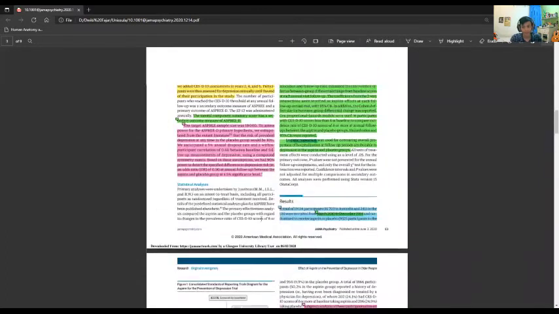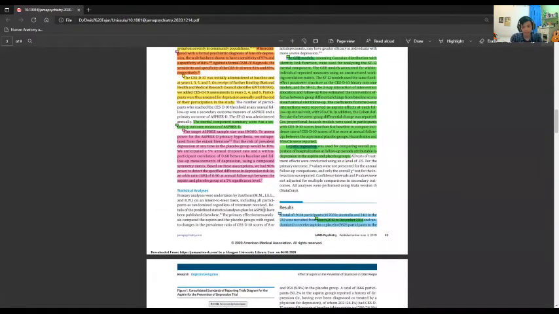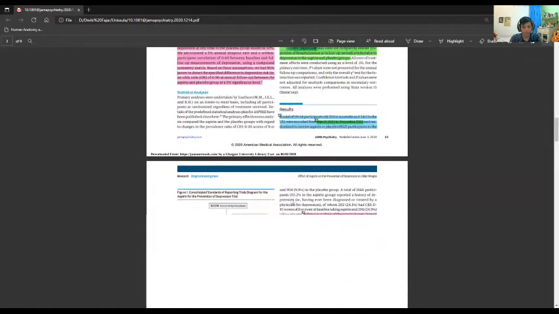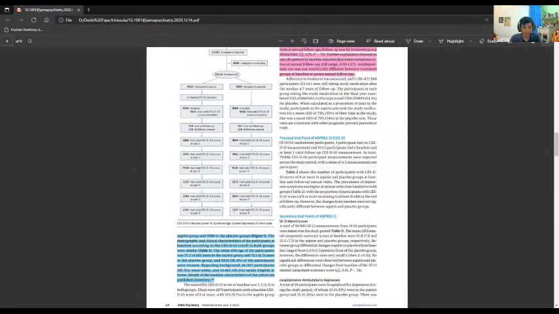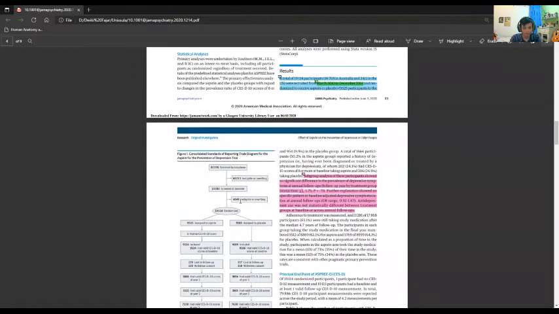Okay, and the 13B. 13B means for each group, losses and exclusions after randomization, and the reasons. We cannot find any reason why they were unwilling or ineligible from this article. So I think we can skip it because we cannot find any.